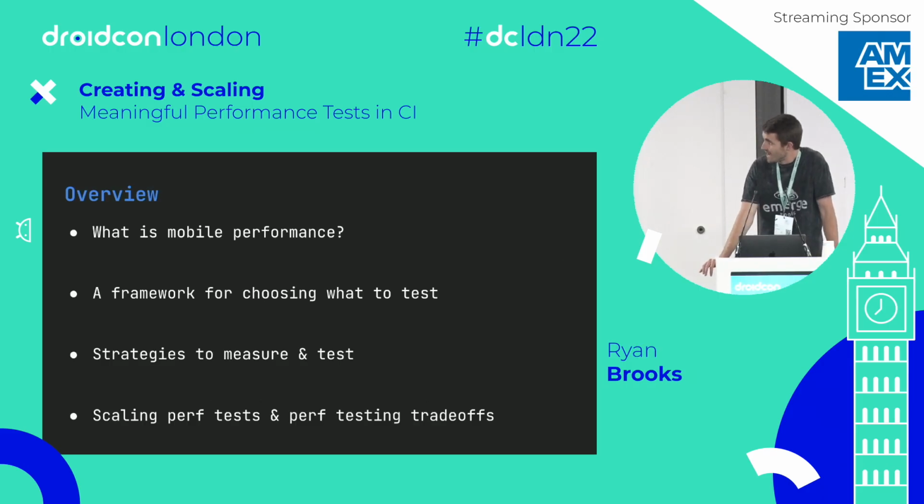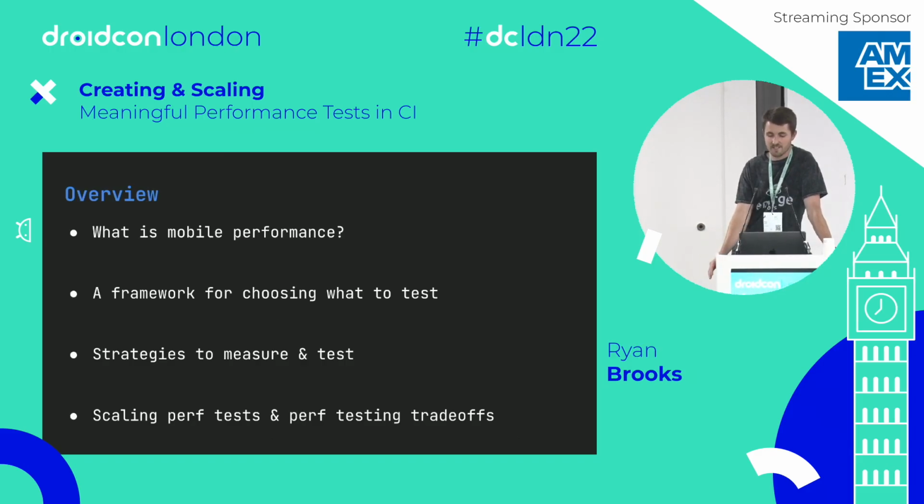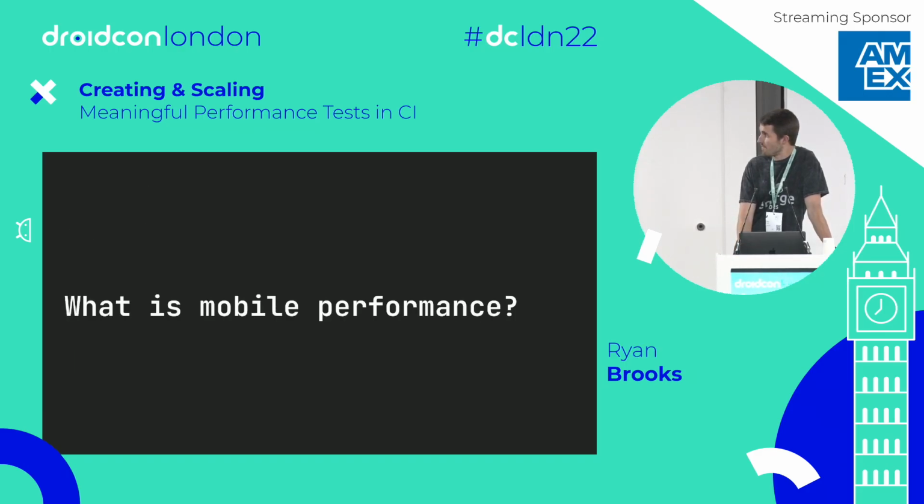So after we establish that framework, we'll take a high-level look at all the different tools that we have at our disposal provided by Google to test and measure these metrics. And to bring it all together, we'll talk about strategies for how to scale these performance tests and measurements across an organization, focusing on the different trade-offs and levers that we can adjust for performance testing. So let's go ahead and hop in.